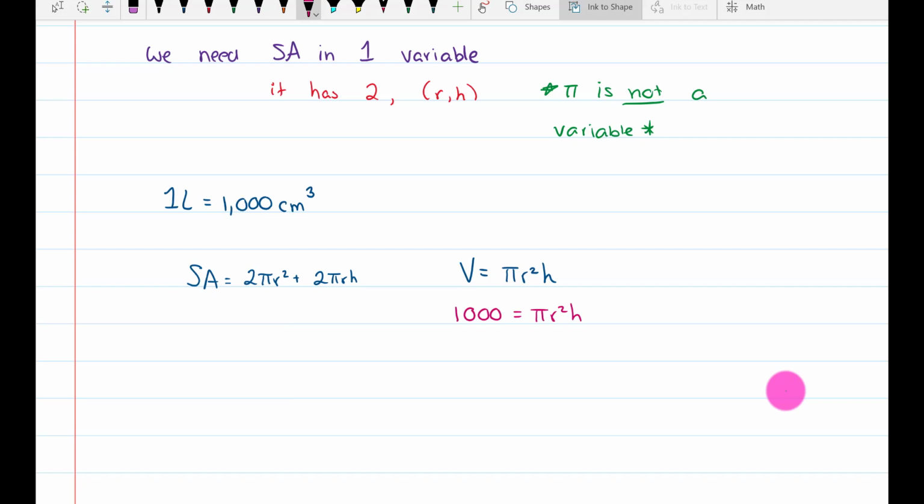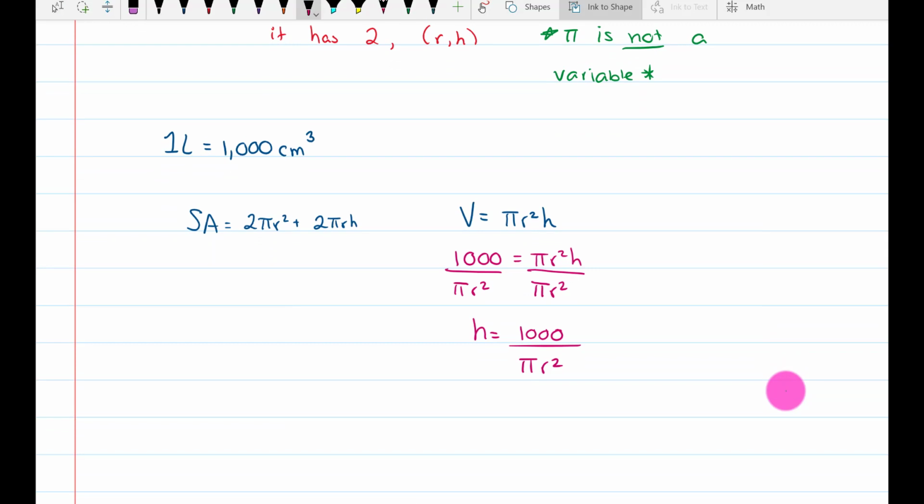I'm going to make my equation with r's in it, which means I need to get h isolated here. So I divide both sides by pi r squared, and you get h is equal to 1,000 divided by pi r squared. So what we're going to do is take this h and plug it back into the surface area formula. So surface area then is 2 pi r squared plus 2 pi r times 1,000 over pi r squared.